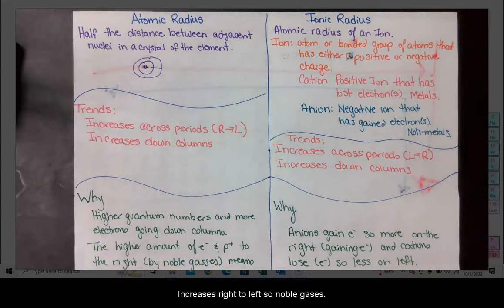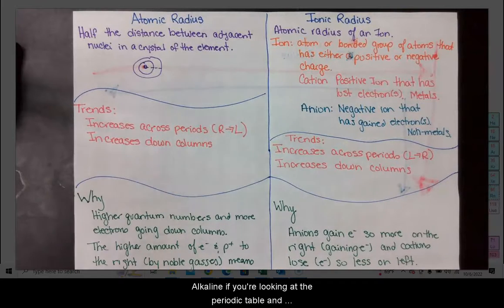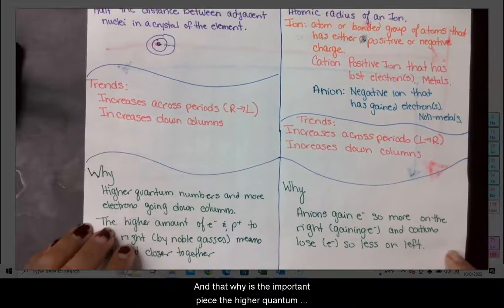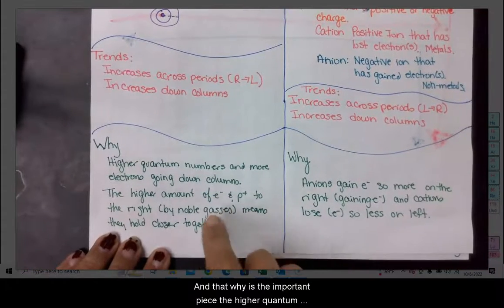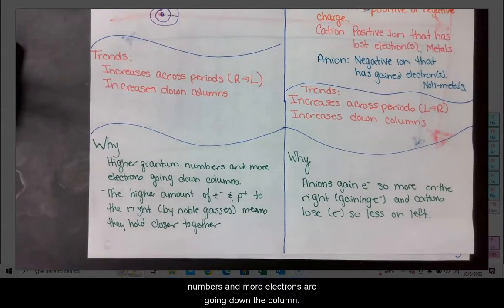So noble gases to alkali, if you're looking at the periodic table, it increases down columns, and that why is the important piece. The higher quantum numbers and more electrons are going down the columns. If you're thinking of Bohr models, as you go down, you add more rings. Those additional rings take up more space and make for a bigger radius.